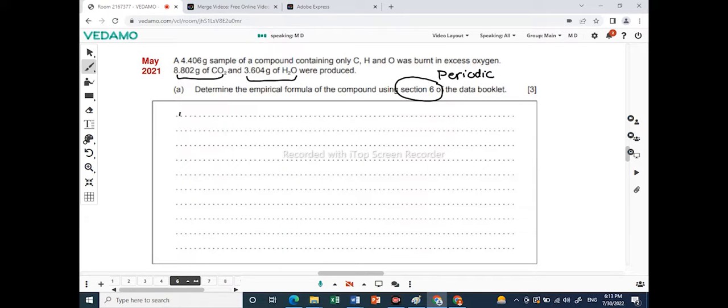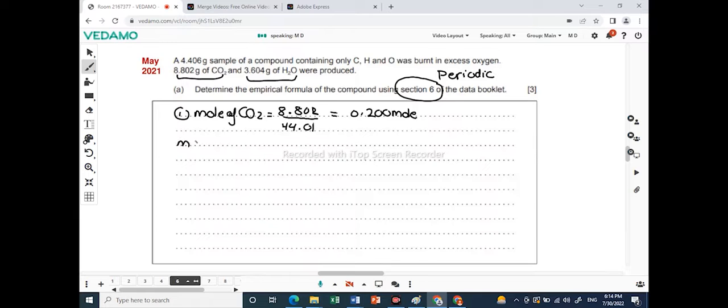So let's start together. We will start firstly with the mole of CO2. So it is 8.802, and I'm going to divide it over the molar mass, which is 44.01, and the final answer will be 0.200 mole. Since the mole of carbon is the same as the mole of CO2, I'm going to go to the second step directly, which is finding out the mass of carbon.